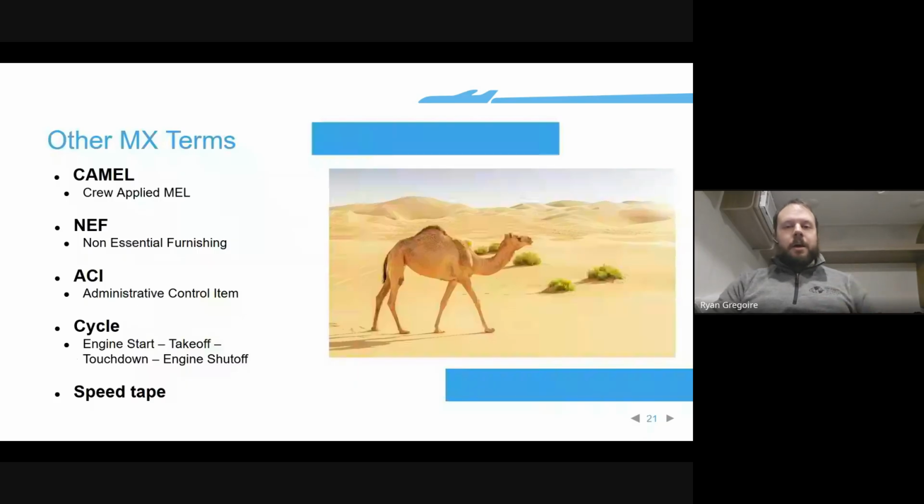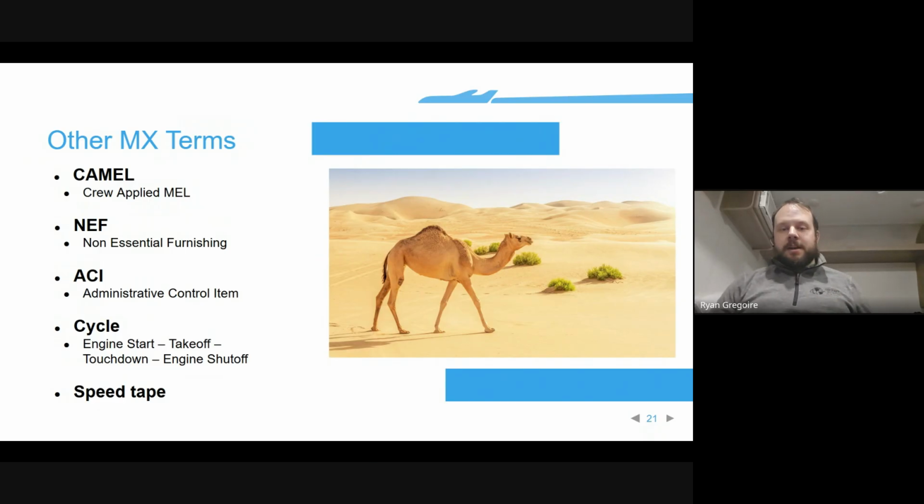So here we see other MX terms, so other maintenance terms. You may hear someone refer to something as a camel. And you're probably thinking to yourself, there's no way I can put a camel on a CRJ 700. It's just not big enough. Well, in this case, CAMEL stands for Crew Applied MEL.